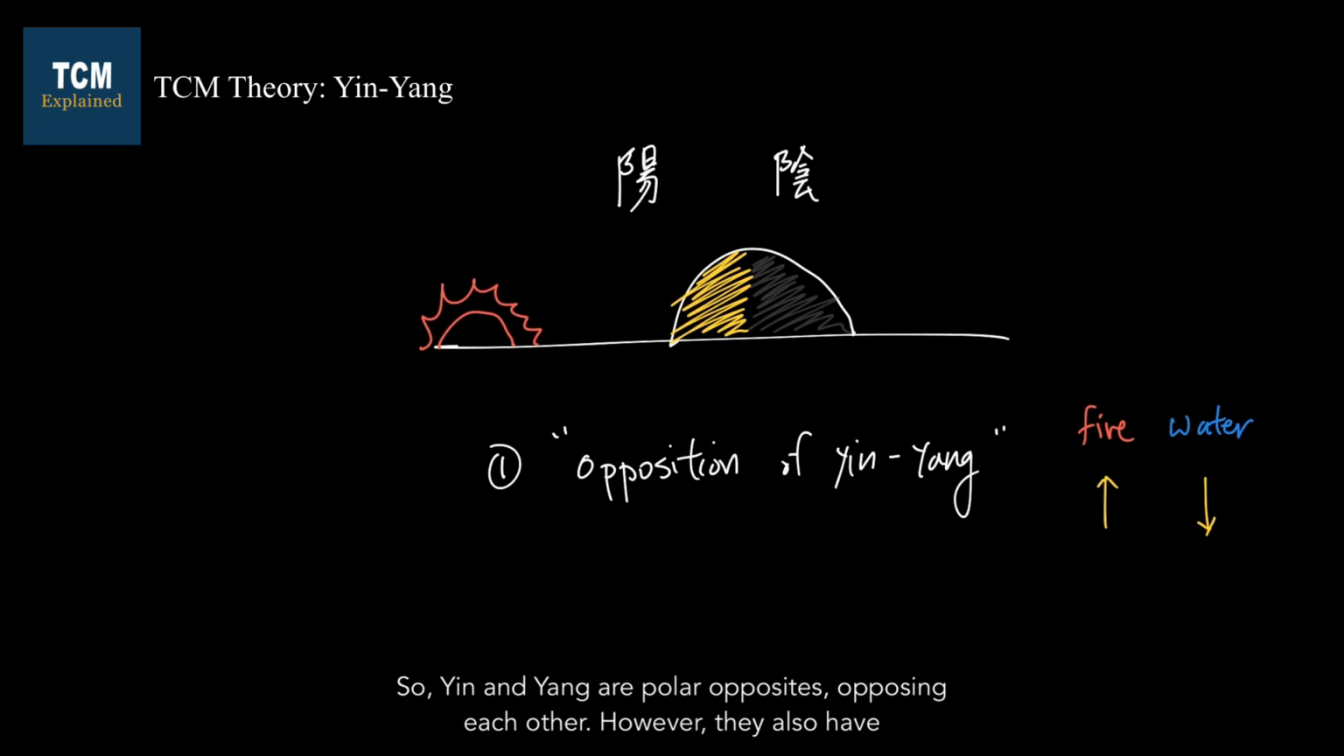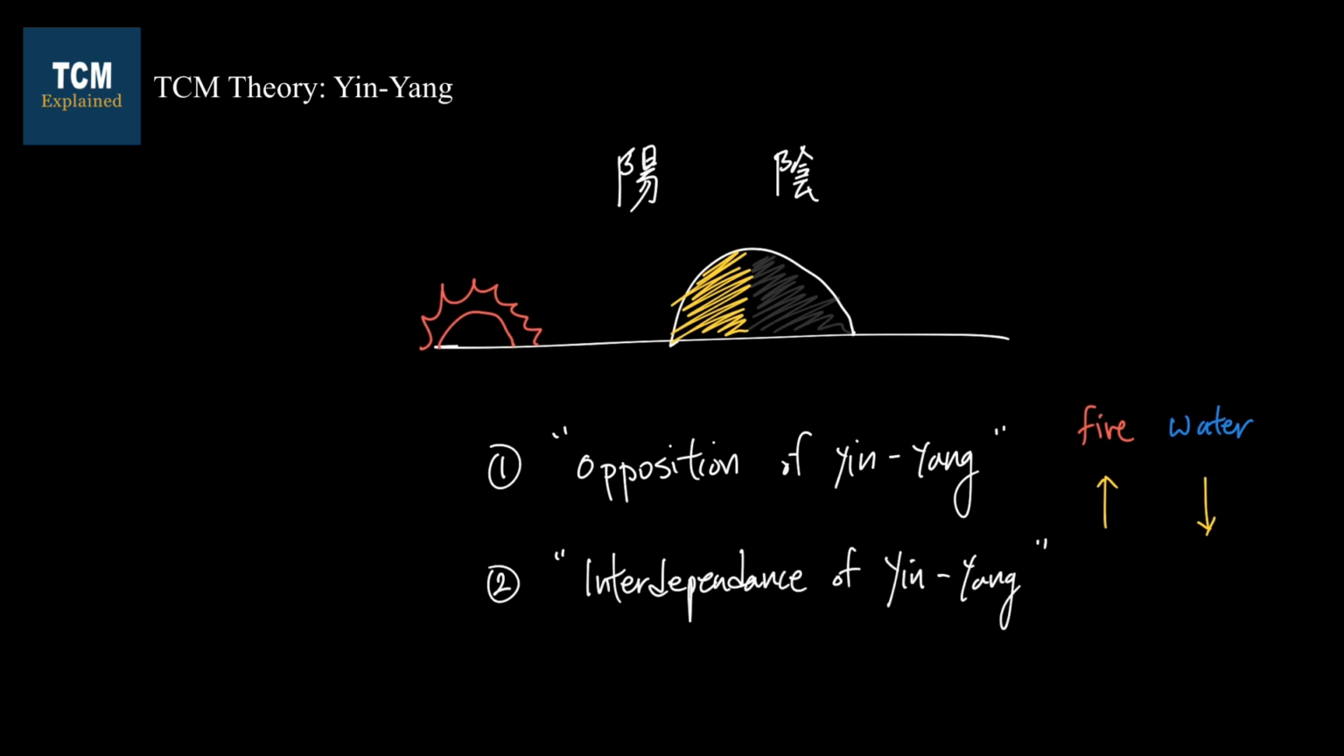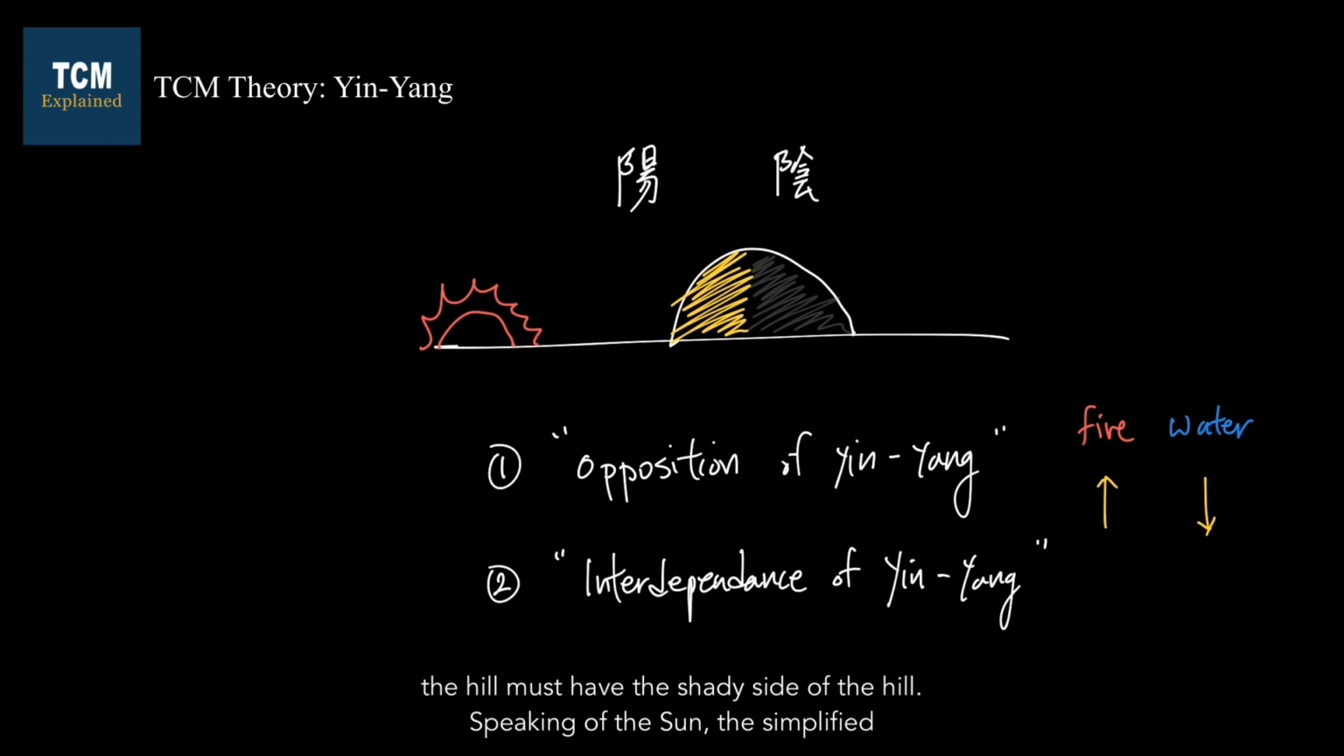However, they also have a mutual relationship. They need each other because they cannot exist alone. This is called the interdependence of yin-yang. When the sun goes up, the sunny side of the hill must have the shady side of the hill.